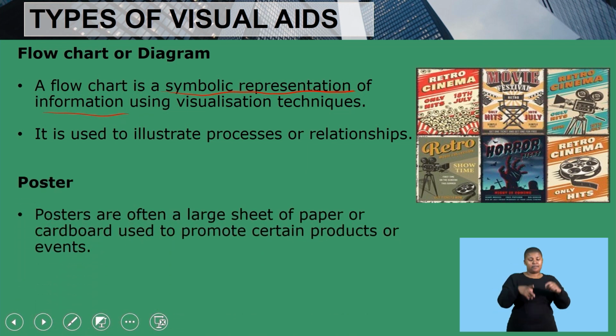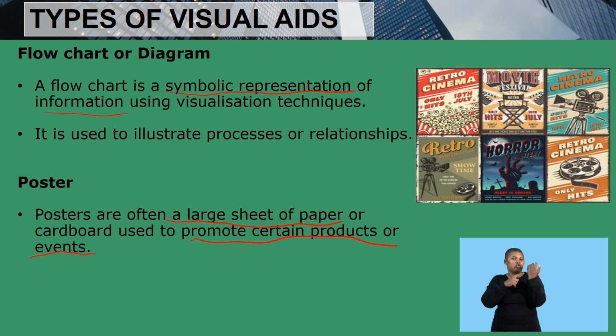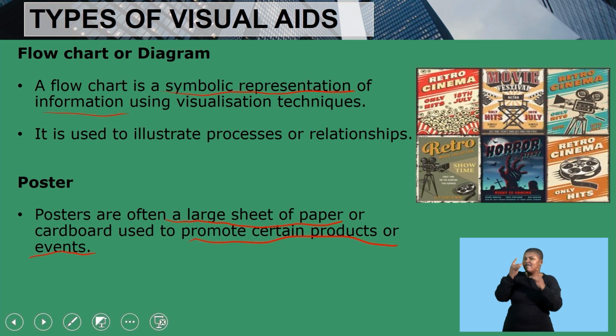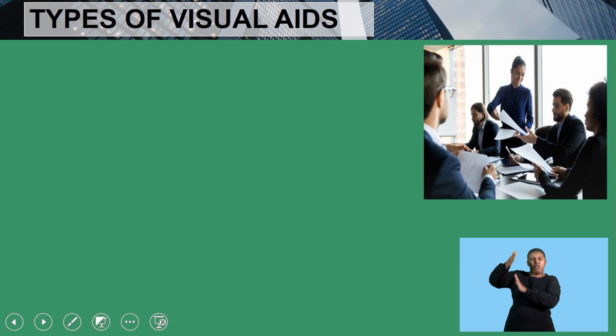Then we have a poster. Posters are often a large sheet of paper or cardboard used to promote certain products or events. As you can see in the picture, these are posters which promote a certain product. It's done on a large sheet or on cardboard, advertising a product or promoting an event that is going to take place. They are usually pasted on public street poles or walls.